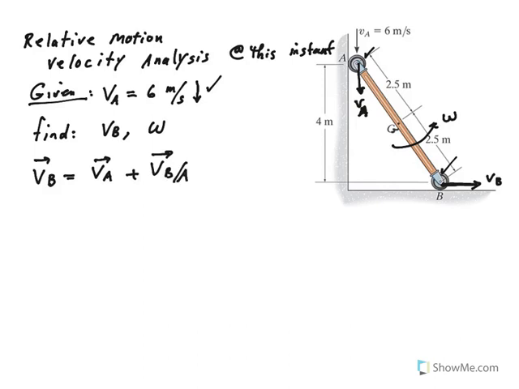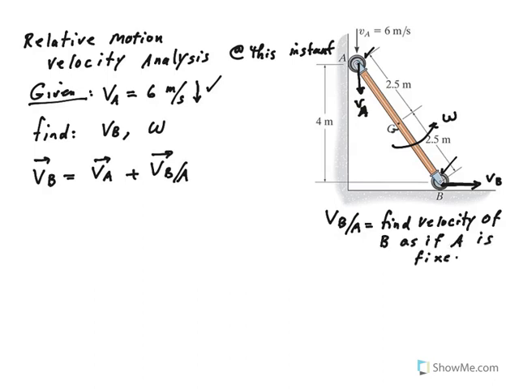So let me show you this part. VB slash A means what, guys? In the previous video, I talked about this. This is the rotation part of the motion. That means find velocity of B as if A is fixed. So we know A is not fixed, but if I draw this bar for you at this instant, it's clear that this is, at this instant, 3 meters, because the length of the bar is 5 meters, right? 3, 4, 5.